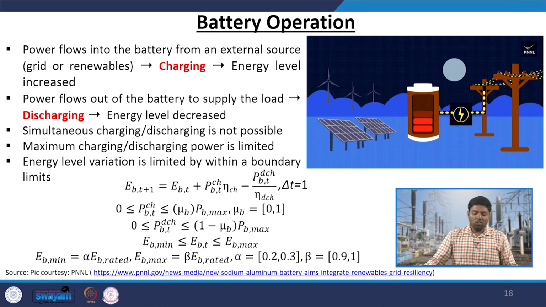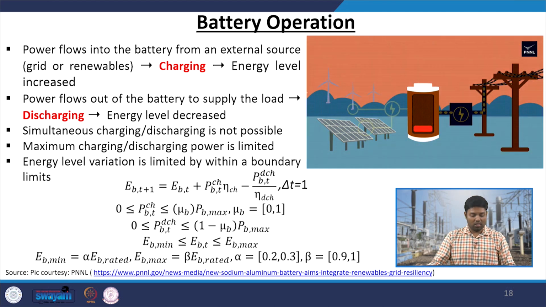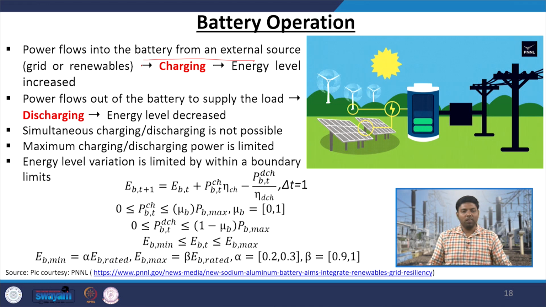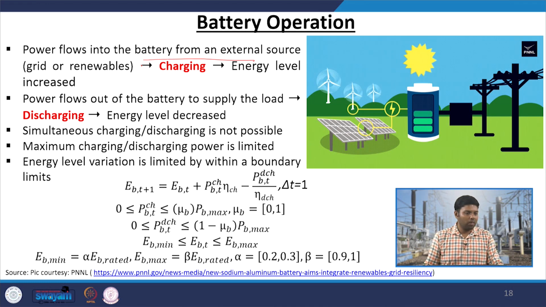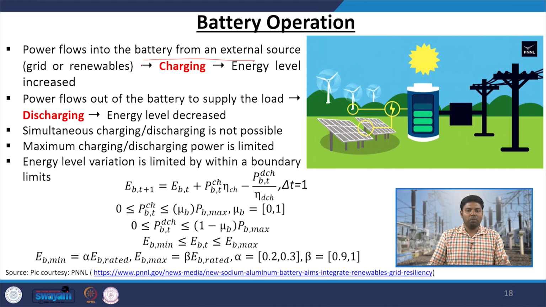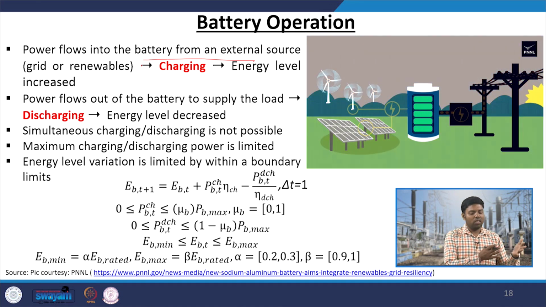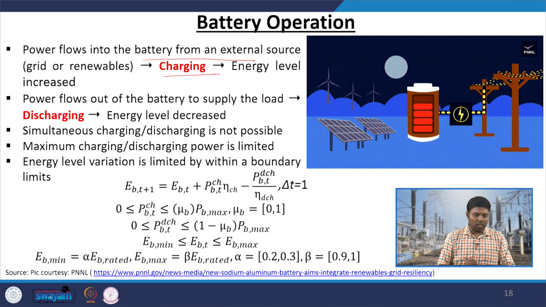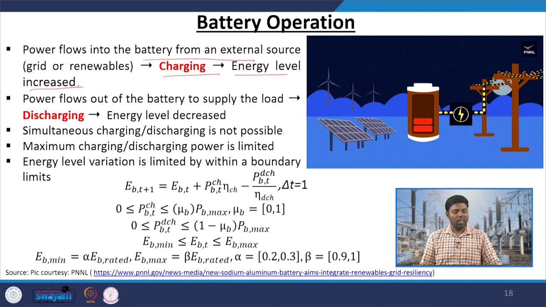So, now we will go through how this battery is operated. First thing is the charging. Whenever you have extra power available from your external source, that means you have extra renewable power generation, or it may be possible that your energy price is very low. At that time you will take power from the power network and you will do the charging operation. If the charging operation is happening, then obviously the energy level of the battery will increase.